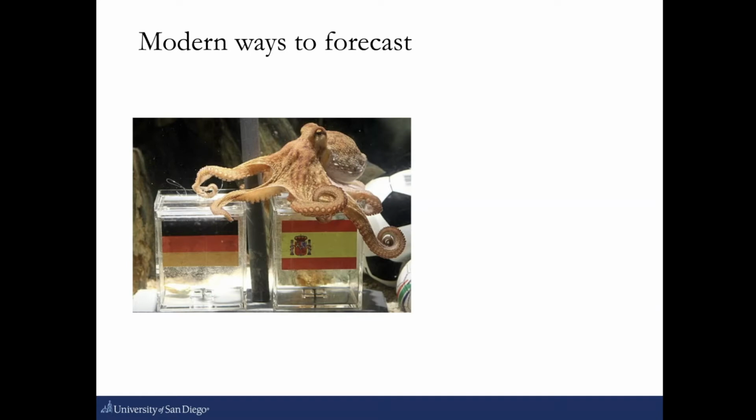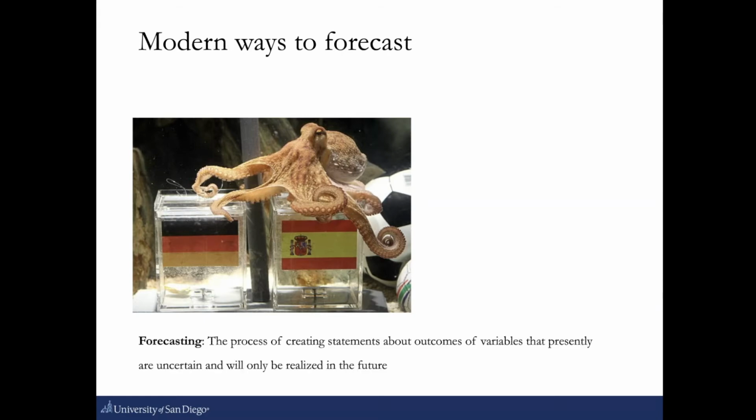I argue it does. Let's revisit our definition. Forecasting is the process of creating statements about outcomes of variables that presently are uncertain and will only be realized in the future. The zookeepers clearly had a process in place because they had marked the food boxes and had agreed on how to interpret Paul's behavior. The outcomes of the matches were uncertain at the time of Paul's food choice. And third, the outcomes of all the matches were realized in the future.